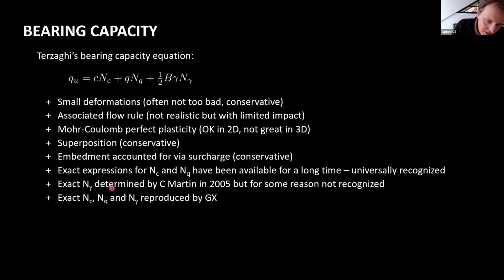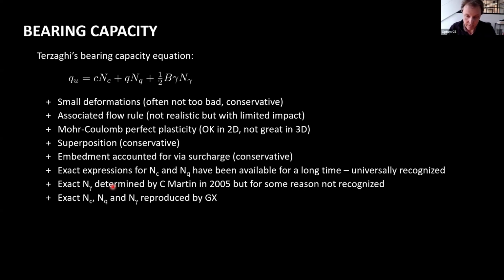Then there is N gamma, and the exact N gamma is actually also available. It hasn't been available for 100 years, but it's been available for 20 years. Since 2005, Chris Martin came up with basically a methodology to calculate N gamma with a pretty much arbitrary degree of accuracy. He didn't come up with a closed form solution. I don't think that's really possible, but he came up with the next best, and that's numerical solutions that are very accurate. I think 6 digits or something like that.